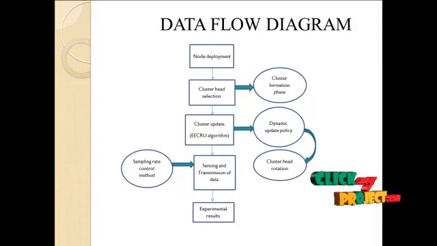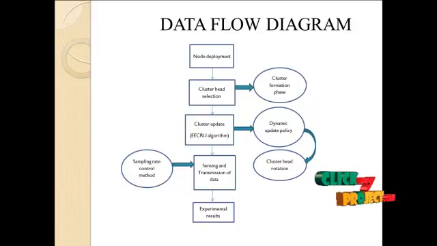Our project data flow diagram is, we have to randomly sense the data from the cluster head. First we have to deploy the nodes. On those nodes we have to randomly select one cluster head by using the cluster formation phase. Next we have to select one node to update the information randomly to the cluster head. In that, the cluster is updated by using the EECRU algorithm. Two methods are followed by the cluster update method. First one is dynamic update policy and second one is cluster head rotation.